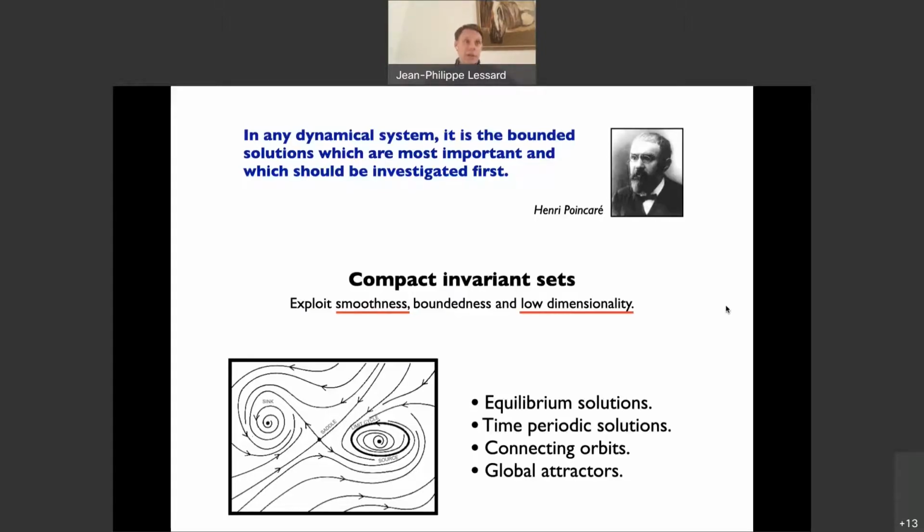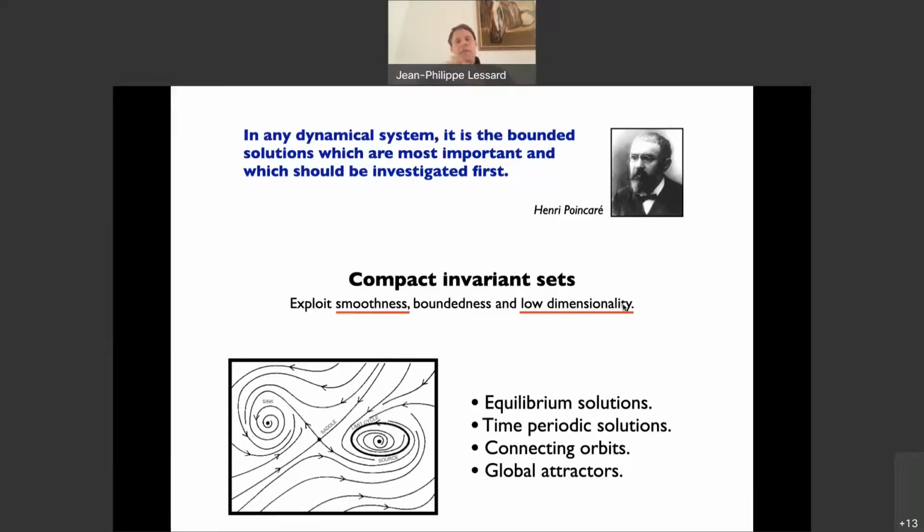Low dimensional in the sense that if you look at this cartoon here, we have fixed points, we have connecting orbits, we have periodic orbits, and that could be the phase portrait of a PDE, for instance, where each point here represents a function. So that limit cycle is really a one-dimensional object in an infinite dimensional phase space. That's what I mean by low dimensionality.